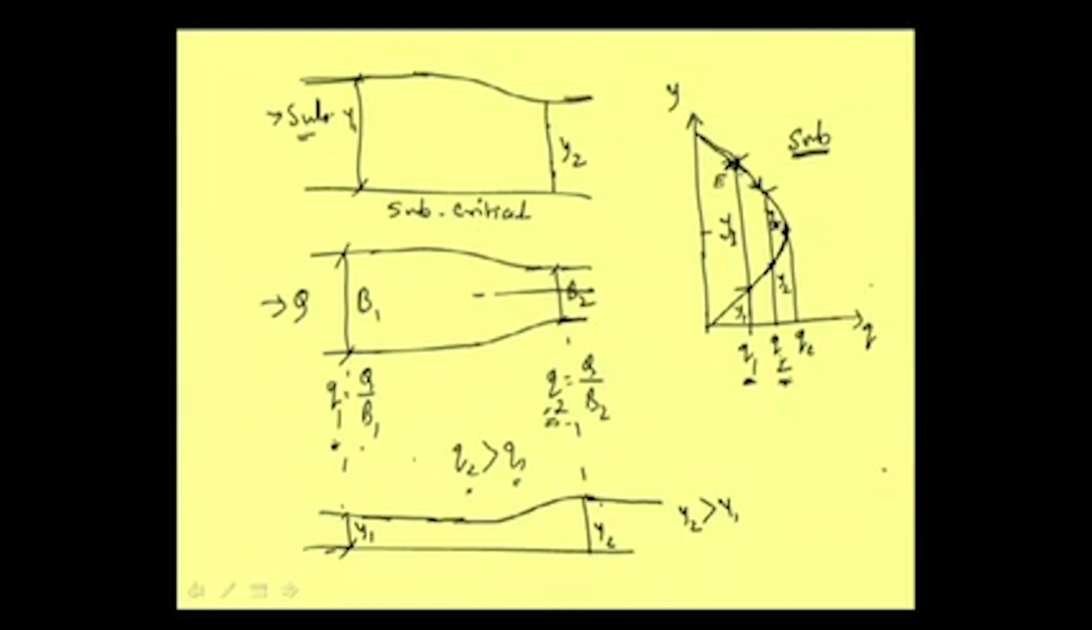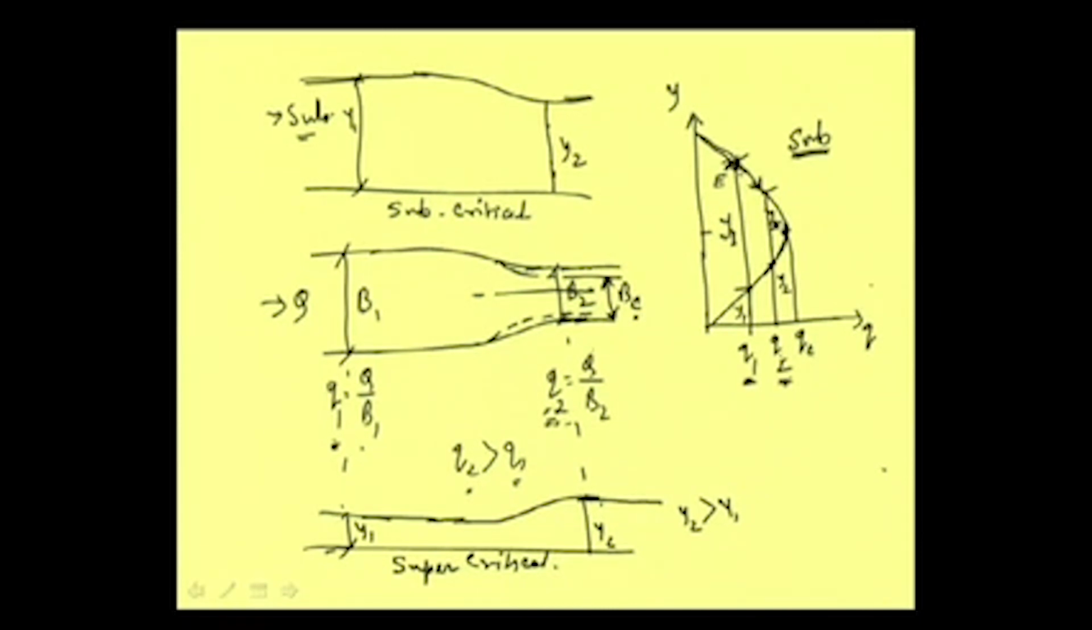In subcritical flow, the depth is falling down, and in supercritical flow, the depth is rising. That is one phenomenon we can see. Now, another situation we can have here is that suppose we are reducing the B, and we are reducing it to a point such that this B2 is corresponding to the critical depth.